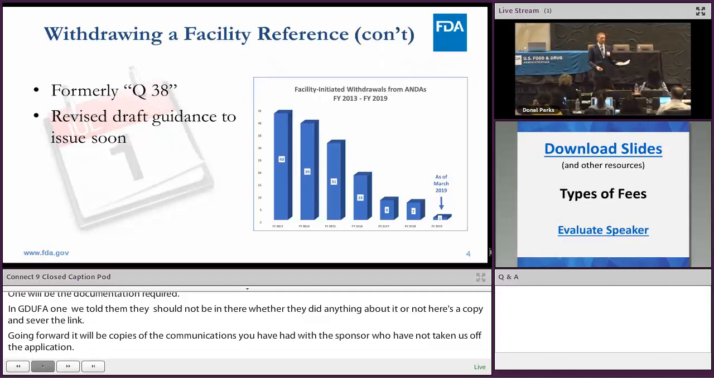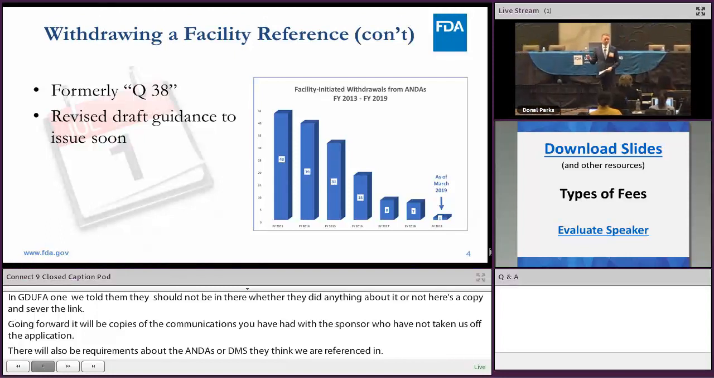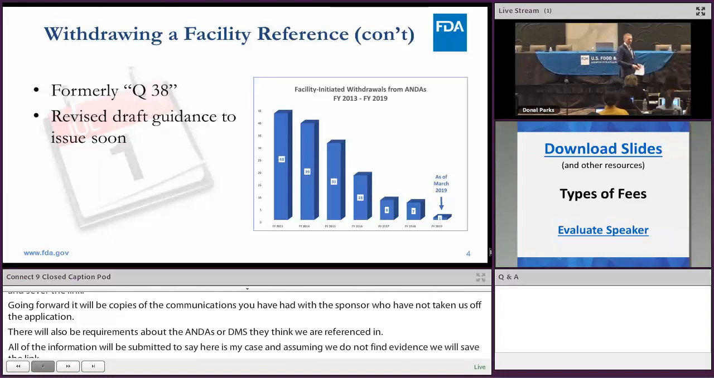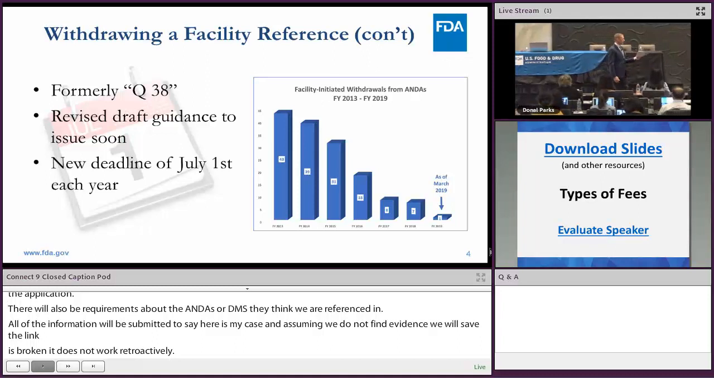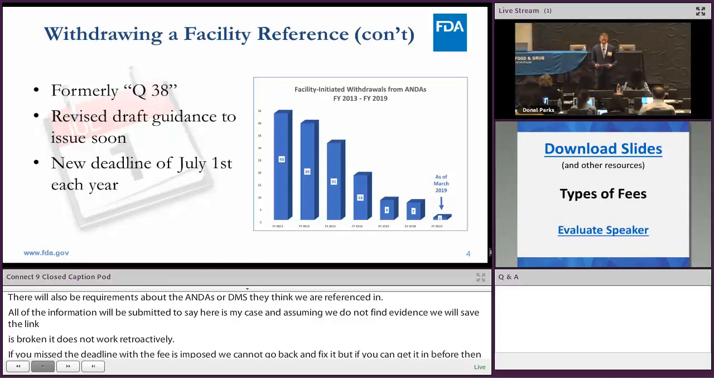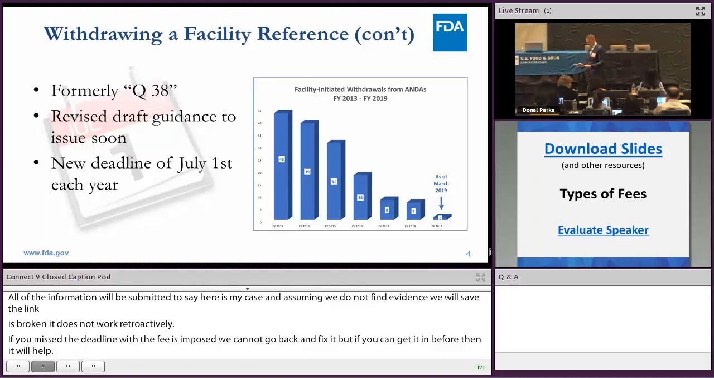And then, assuming we don't find evidence of bad intent, we'll be able to say, okay, for user fee purposes, that link is broken, you're not going to incur the fee. That doesn't work retroactively, so if you miss the October 1 deadline where the fee is actually imposed, we can't go back and fix it. But if you can get it into us before then, that'll help. In the guidance, we're going to specify July 1st to give us time to make sure these things are processed. But the actual imposition of the fee is an October 1st thing. So I hope that makes sense.